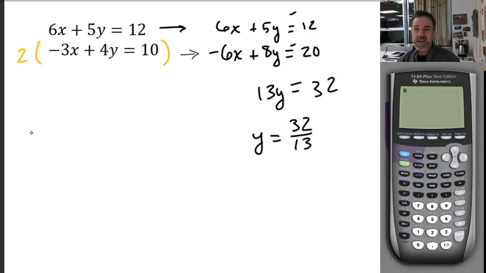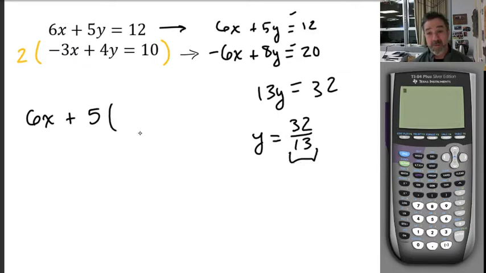Now I need to find what x is. So I'm going to choose to take the top equation. I'll just write it down. So I'm going to write 6 times x plus, now I need 5y. 5 times, here comes y. What's y? This is y. 5 times y, so 5 times 32 thirteenths. And then that will equal the number 12.